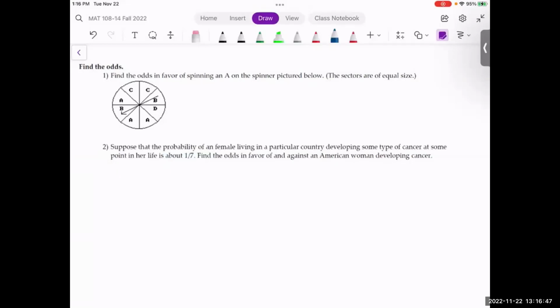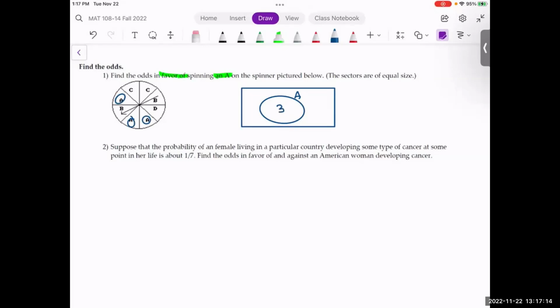Okay, question number 1, we want to figure out the odds of spinning the picture below. All right, in favor of spinning A, in favor of spinning A. So what we can do, we can go with the Venn diagram. Here, this is going to be A. So in favor of A, how many A's do we have? We have 1, 2, 3, right?